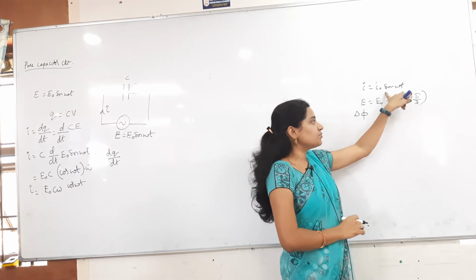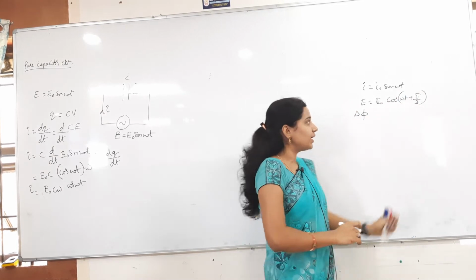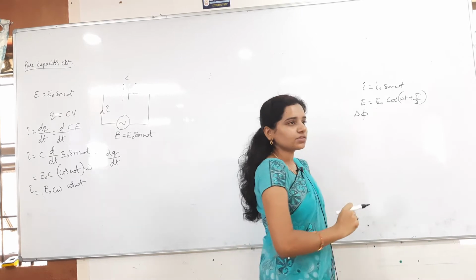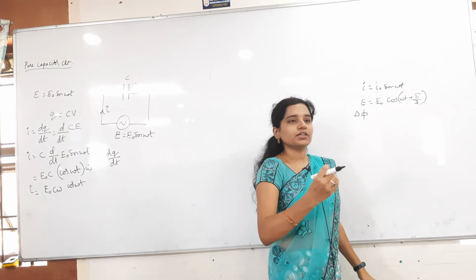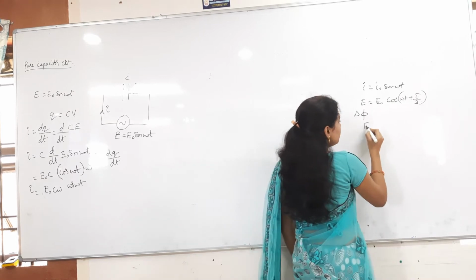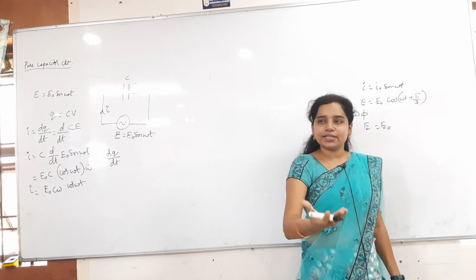Here I is in terms of sine, so E also should be in terms of sine only. I is already in terms of sine, so there is no problem with I. Then what you have to do is find E in terms of sine. For that, E is equal to E naught cos theta, which I can write as sine of 90 plus theta.